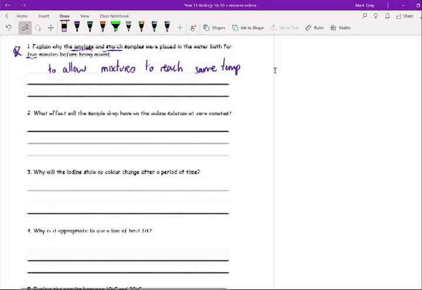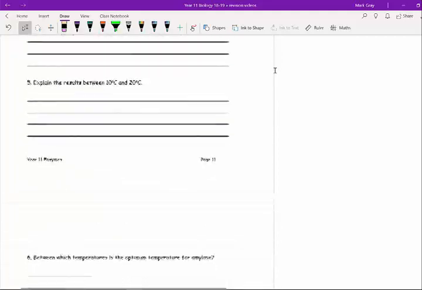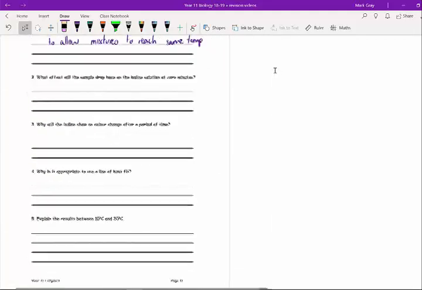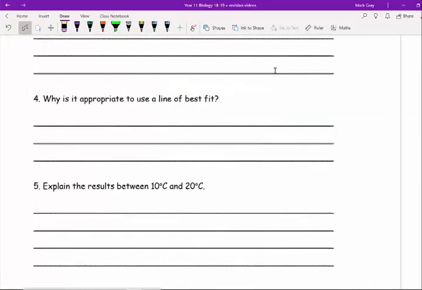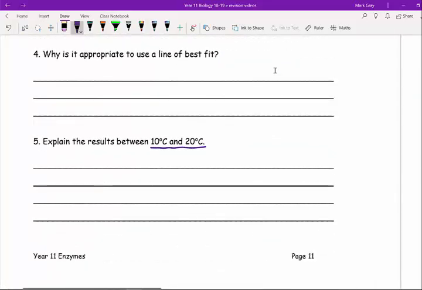Okay? Now, the next bit, do you know what? We may as well do this actually. And do you know what? We don't even need to look and see what the experiment was. We can just apply what we've talked about in that last wee bit. Explain the results between 10 and 20 degrees C. Well, it's a low temperature, so there's going to be a slow rate of reaction, and that is because there's less kinetic energy, so there's going to be less collisions.